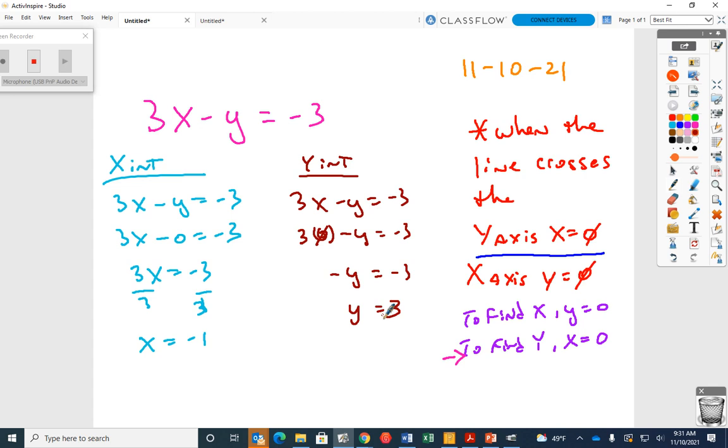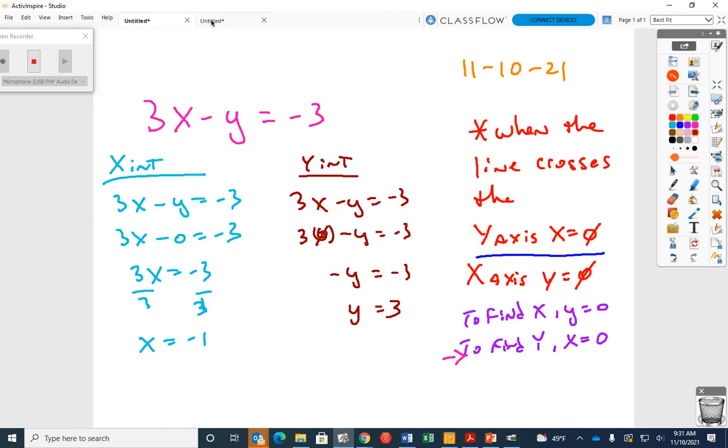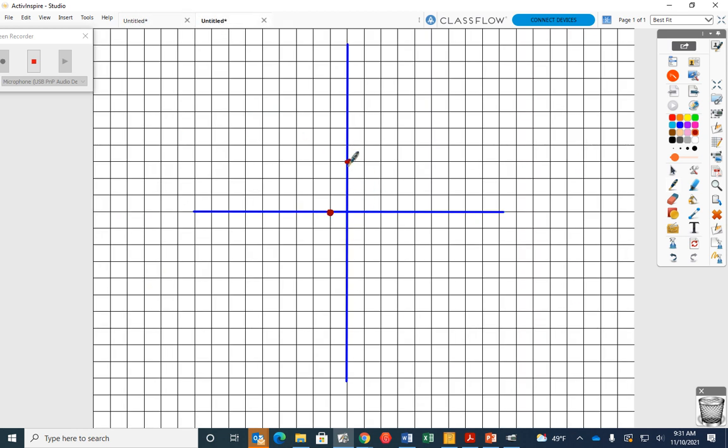So let's graph it. If we graph that, x is negative 1. Where's negative 1 on the x-axis? Right there. And what was our y? Positive 3, so where's that? Right there, and then we make a line. Do you guys get this now? It's not that bad, is it, once you get it?